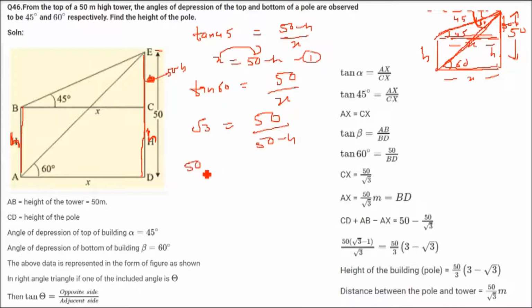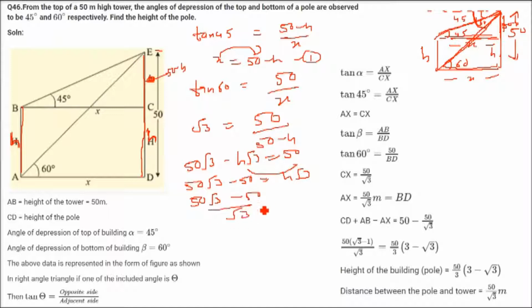Now let us take it here: 50 root 3 minus h root 3, I am multiplying root 3 with these two, equal to 50. So take h here and bring 50 there. So 50 root 3 minus 50 will be equal to h root 3. Now I'm bringing root 3 to the denominator. So 50 root 3 minus 50 by root 3 is h. This one is 50 root 3 by root 3 minus 50 by root 3, and this is going to be 1. So 50 minus 50 by root 3.